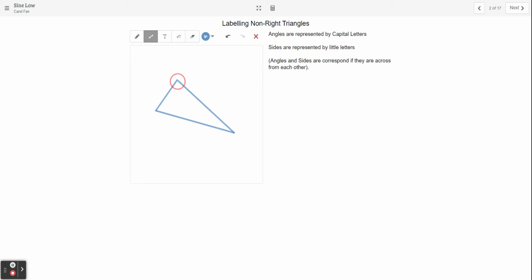So let's say we have something like this. When I label it, I would have capital A for this angle, and the corresponding side across from it would be side A. We have angle B here, and across from it we have side B. We have angle C, and across from it we have little side C. Right.